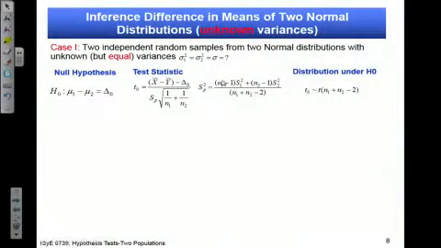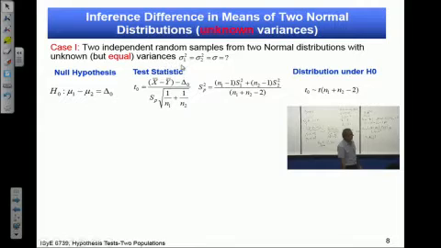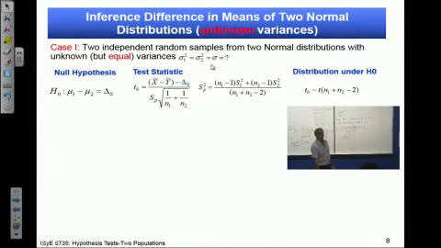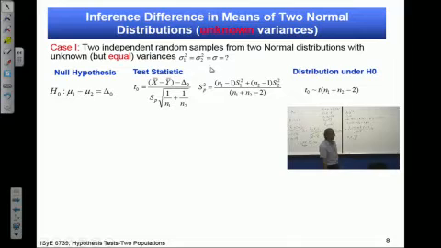Okay. So what if we don't know the variance? Remember, there were two scenarios. One, we don't know the variance, but we have this main important assumption that sigma 1 squared and sigma 2 squared are equal. That's case 1. In this case, we can estimate the common sigma using the pooled estimator, which is this guy. And then our test statistic changes from Z0 to T0. So we have a T distribution.